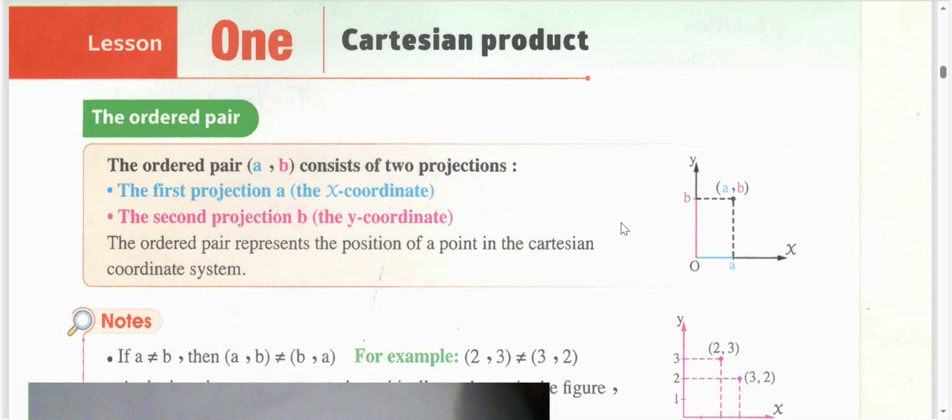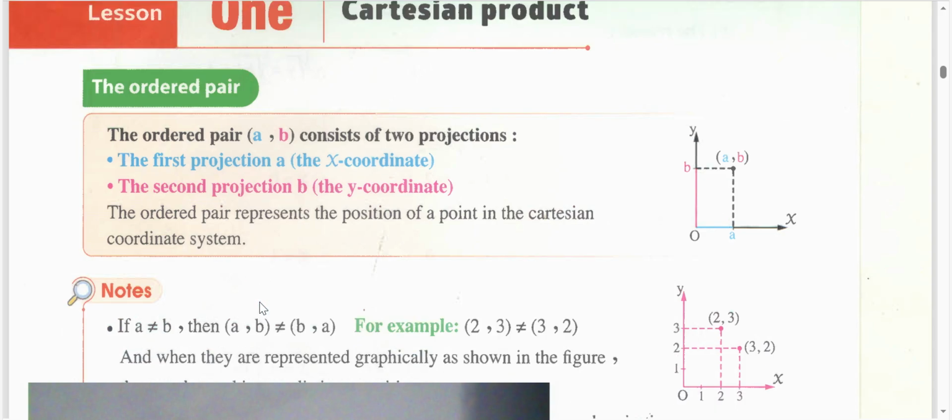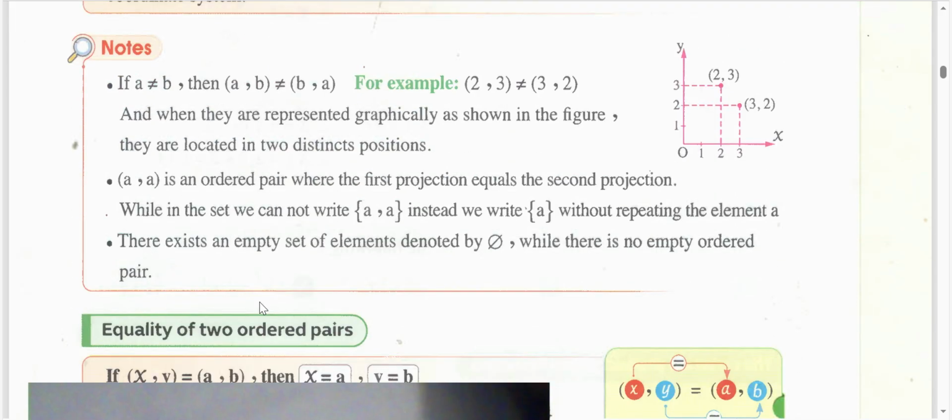The ordered pair represents the position of the point in the Cartesian coordinate system, like this. The relation between two ordered pairs: (a, b) is not equal to (b, a). When they are represented graphically, as shown, they are located in distinct positions, like this. (3, 2) is not equal to (2, 3). There exists an empty set, denoted by the null set, where there is no empty ordered pair.